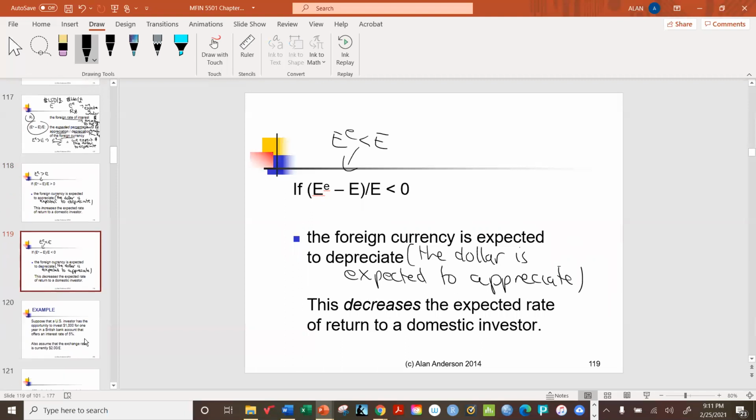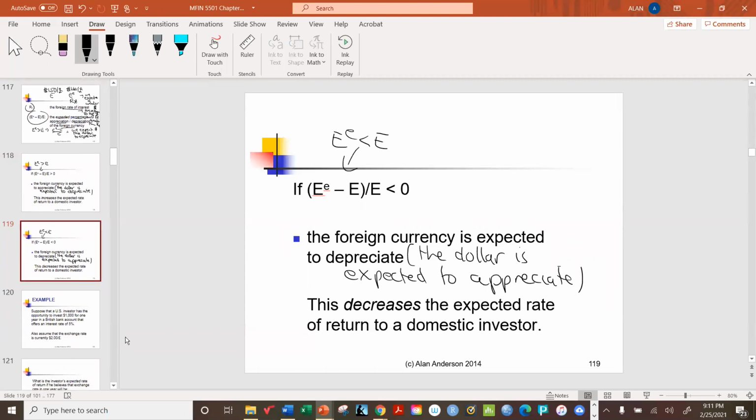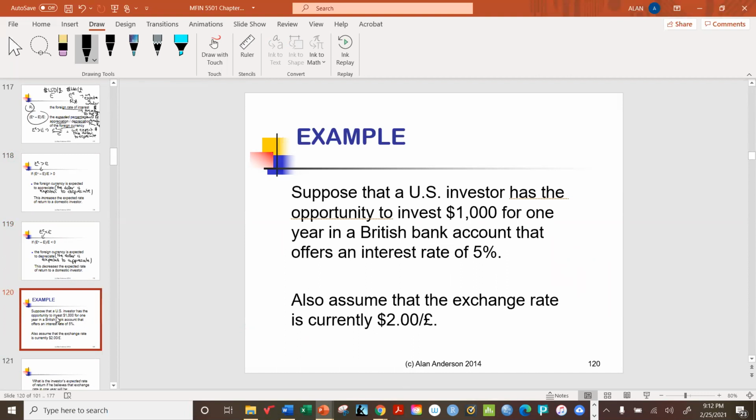All right, now luckily I have a numerical example here so you can see exactly what's going on. It's one thing to say, sure, I get this in the abstract, but when you see a numerical example, you'll say, oh, I get it now. All right, let's take a look at this example. So a US investor has the opportunity to invest $1,000 for 1 year in a British bank account that offers a rate of 5%. So that's the euro sterling rate. The exchange rate is currently $2 a pound. Okay.